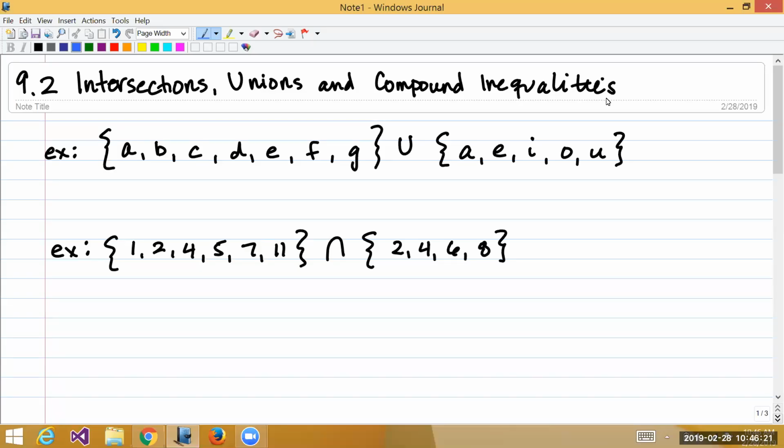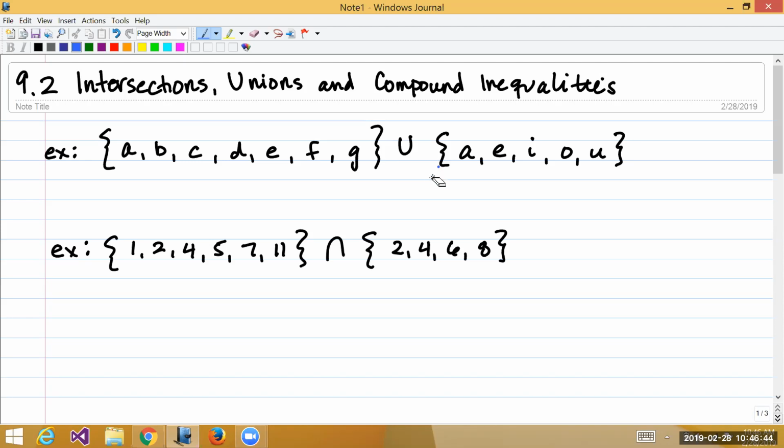9.2, intersections, unions, and compound inequalities. The first example we'll do will be this one, where notice this sign. This sign implies union. So remember, what does union mean? Union means a combination of the elements of all of the sets. So we just combine everything.